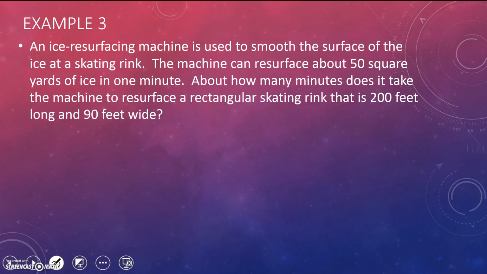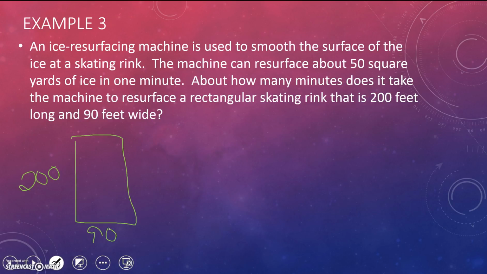All right, our very final example here today, we're talking about an ice resurfacing machine used to smooth the surface of the ice at a skating rink. The machine can resurface about 50 square yards of ice in 1 minute. About how many minutes does it take the machine to resurface a rectangular skating rink? So we're going to draw that rectangle. That is 200 feet long and 90 feet wide.